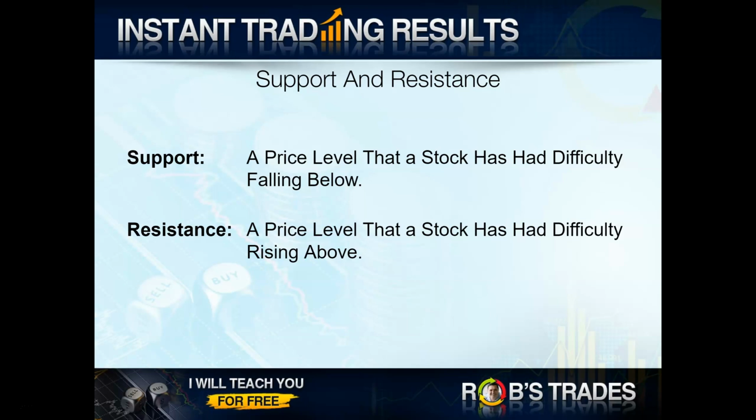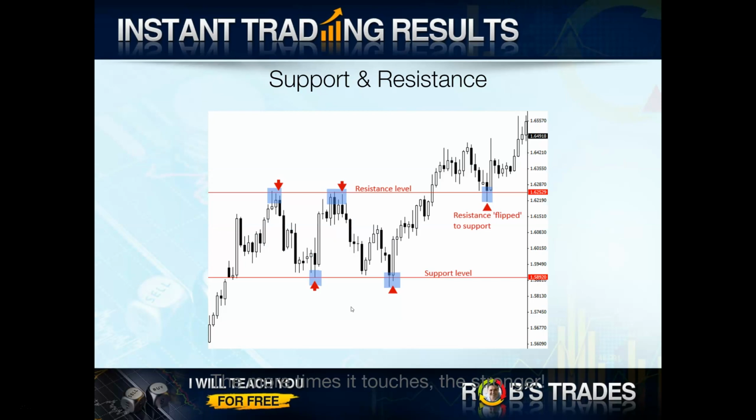So support is a price level that a stock has had difficulty falling below. It's supporting it. It's holding it up. Resistance is a price level that a stock has had difficulty rising above. It resists it. It's pushing up, and it's just so hard to push up. Here on a chart, we can see our support and resistance levels. See, the stock's going up, but it just can't push up higher. It's resisting. It's pushing up, but can't get higher.